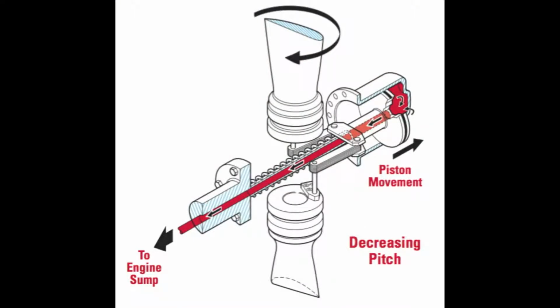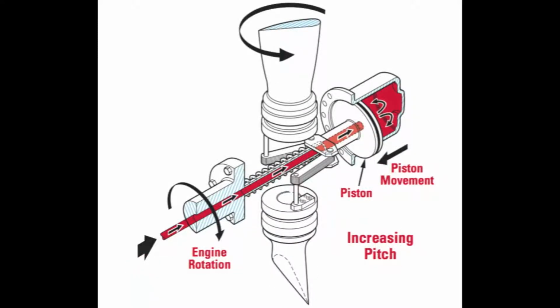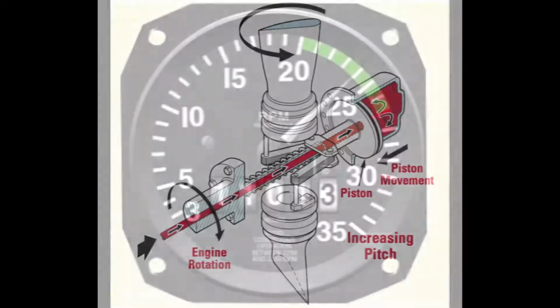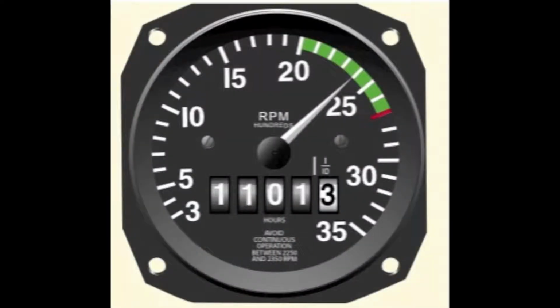If you reduce the blade angle of the propeller, there's less resistance, less torque needed, and the RPM of the engine speed will increase slightly. Now, if you increase the blade angle, the amount of torque needed increases and the propeller slows, causing the engine to slow down or decrease the RPM of the engine.